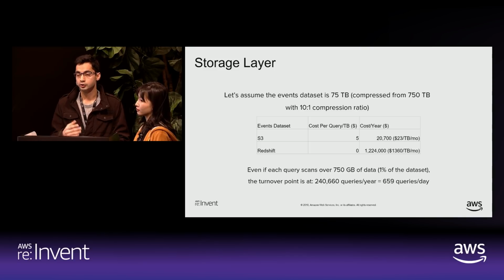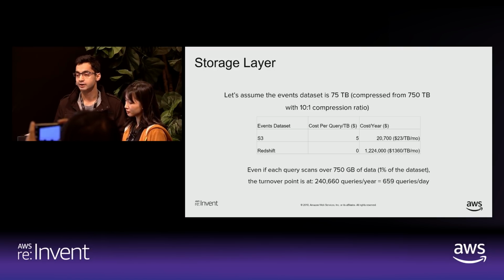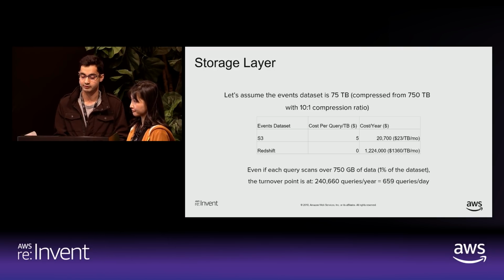Before we set out on doing this, we actually want to do some back-of-the-envelope calculations to see how much better this would be than our current solution, if at all. So the one test case we played around with is that if we were to assume that our events data was 75 terabytes compressed using Parquet and Snappy, we found that if we were to store this data in S3, it would cost us about 21 grand per year.